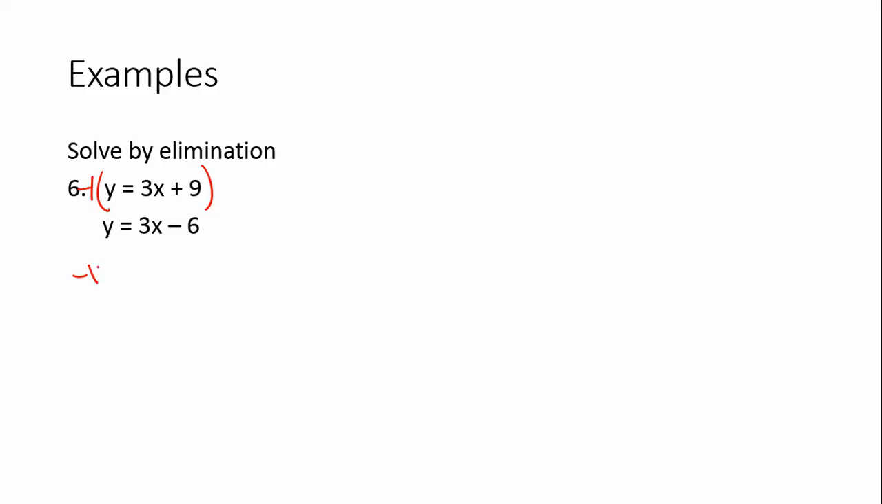So the first equation becomes negative y equals negative 3x minus 9. Remember, you multiply the negative all the way through. And on the bottom equation, I'm leaving that the same.